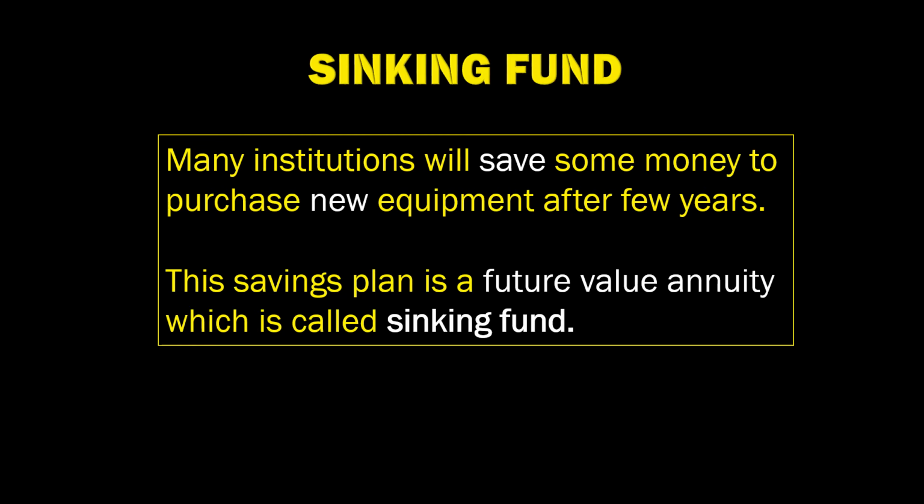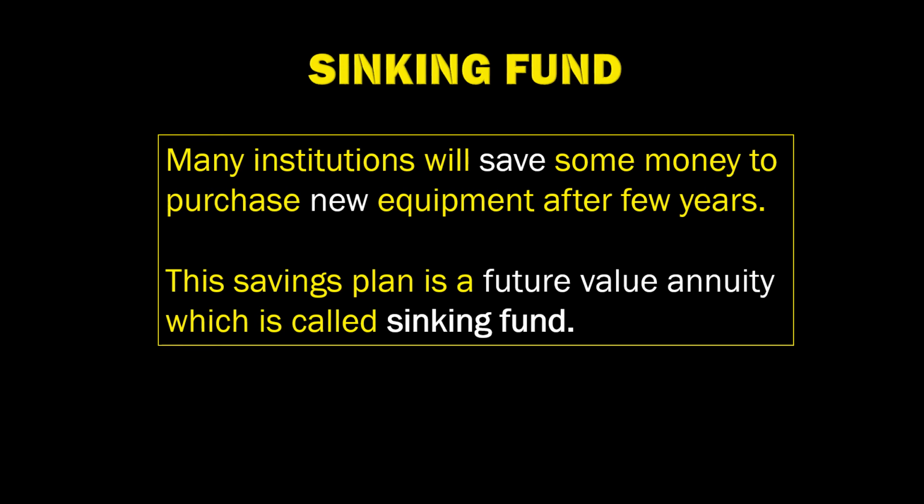So the business people start planning. They will set up a savings plan and save some money every month for buying new equipment after a few years. This saving plan is a future value annuity because the money will be available only in future, which is called sinking fund. That is the amount they save for the future. And they will sell the old one and buy a new one.